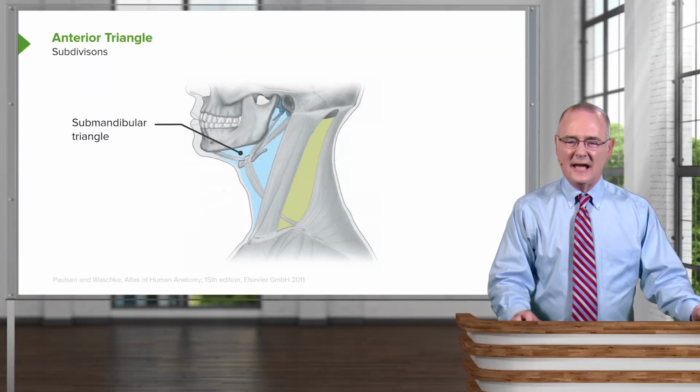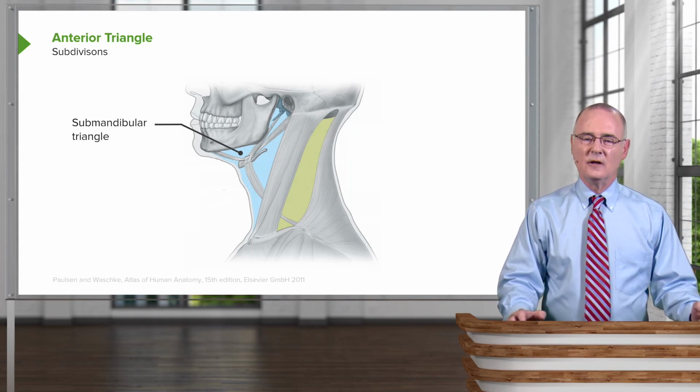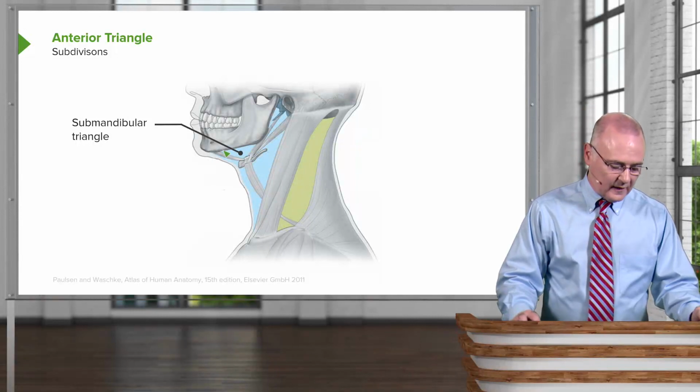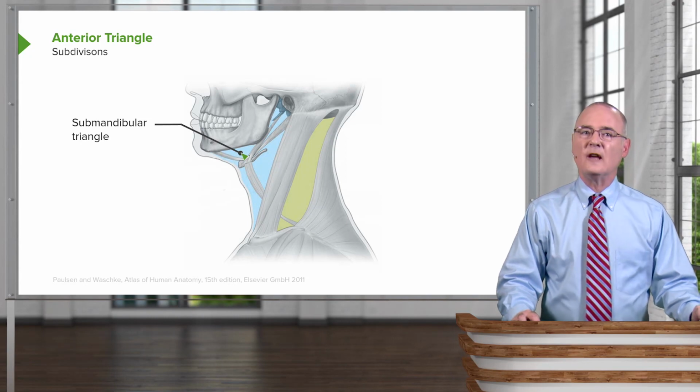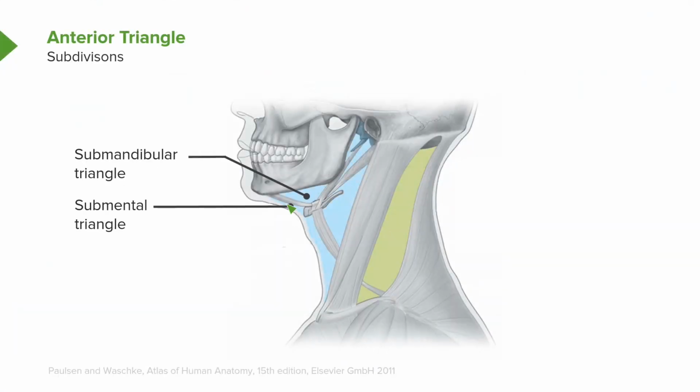Each triangle can be divided into smaller parcels or subdivisions. So when we look at the anterior triangle, this one's more complicated. We can see this region just inferior to the mandible and bounded by the stylohyoid muscle here and the anterior belly of the digastric. This area represents your submandibular triangle. Lying inferior to the anterior belly of the digastric muscle is a small region or triangle called the submental triangle.